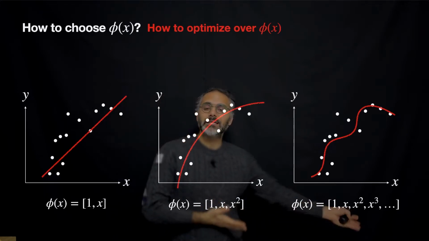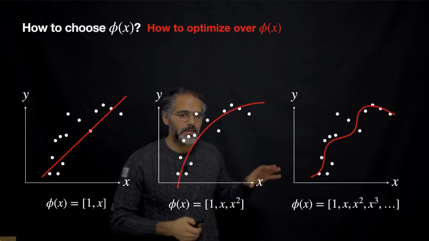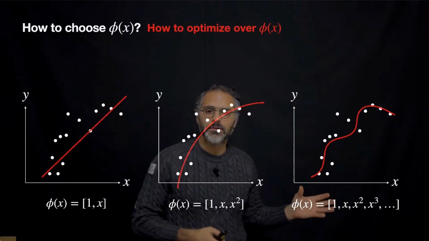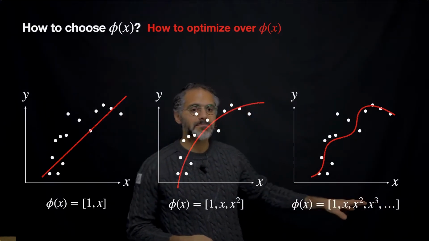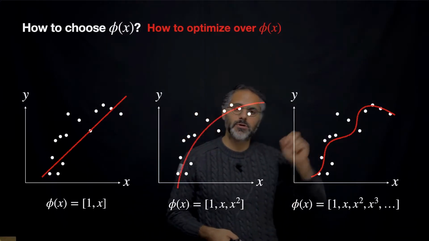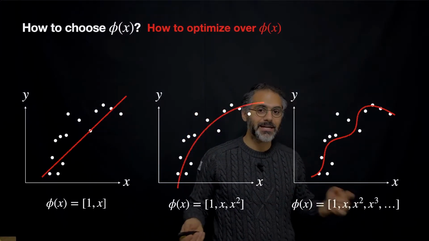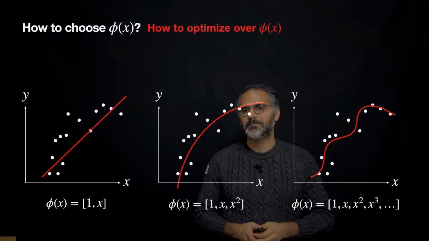Or you can just make it even more complex and say, well, you can have input 1, x, x squared, x cubed, and maybe even as many polynomial terms as you have data points. In that case, you will fit through all the points.